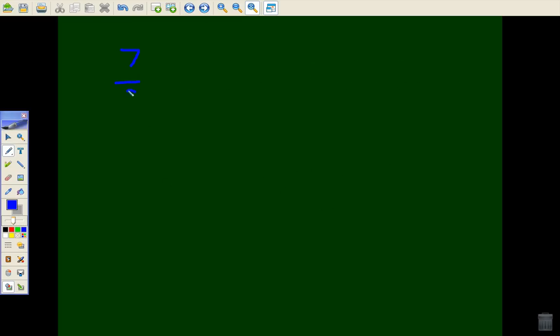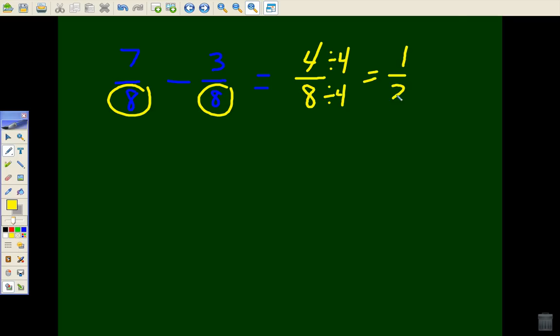The recipe called for 7/8 of a cup. He had 3/8 of a cup. This is just like with addition. As long as they have common denominators, you don't have to do anything to the denominator. The denominator stays the same. 7 minus 3 is 4, so that's where I got my 4/8 from. And once again, simplify, and you get 1/2 of a cup is what he needs.